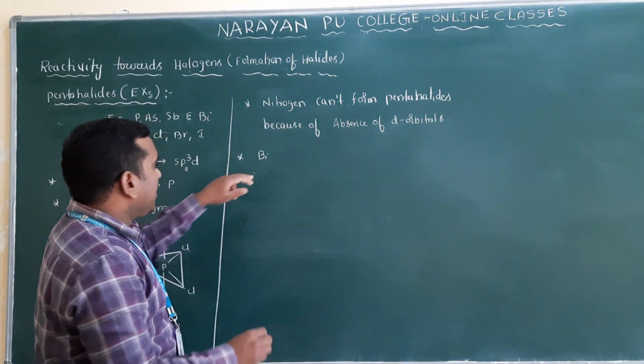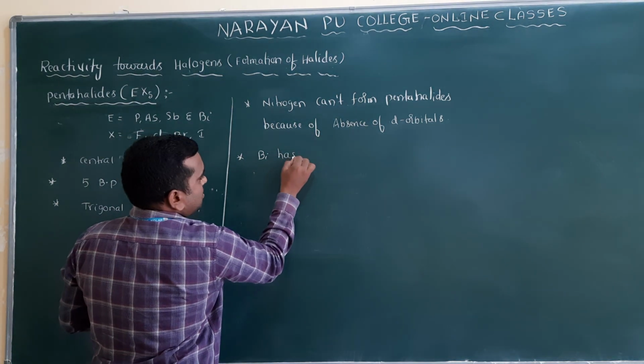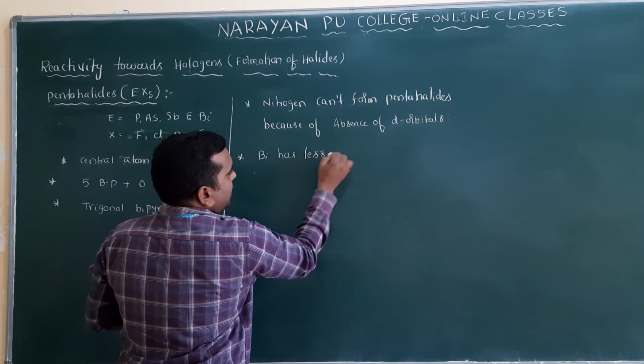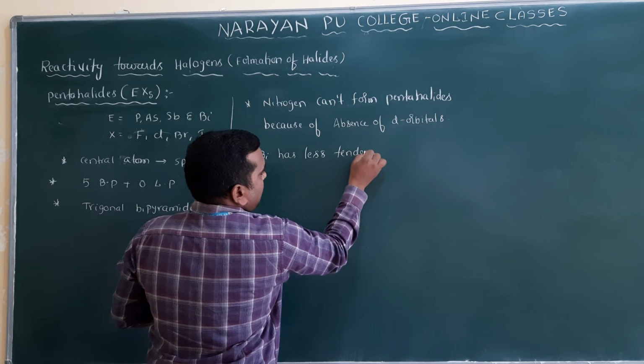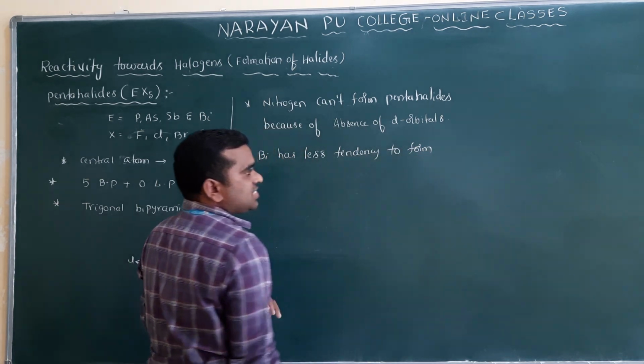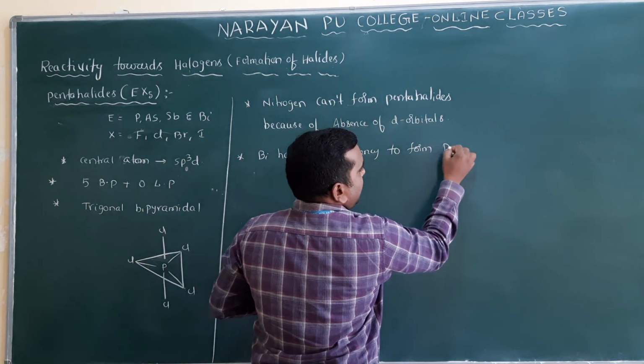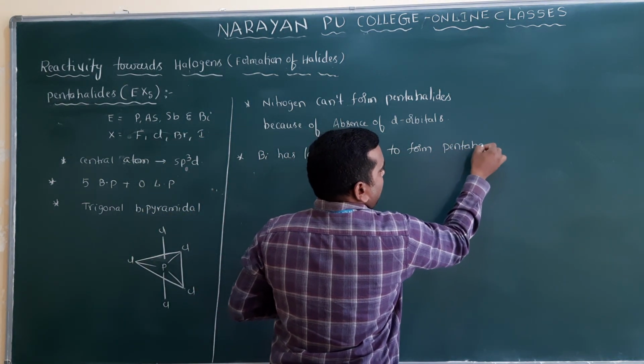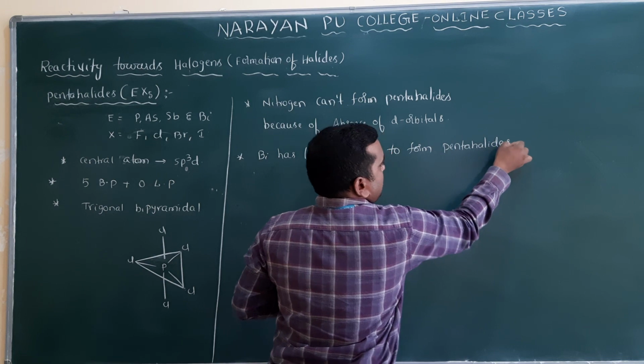So that's why bismuth has less tendency to form pentahalides. Clear? Less tendency to form pentahalides.